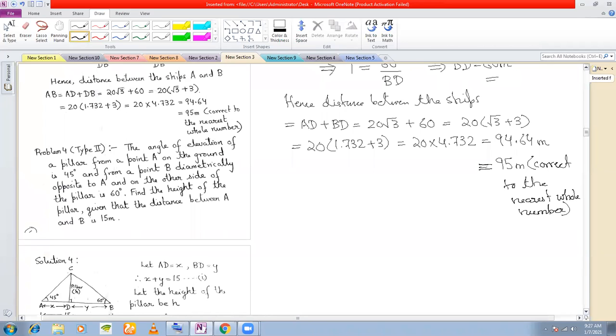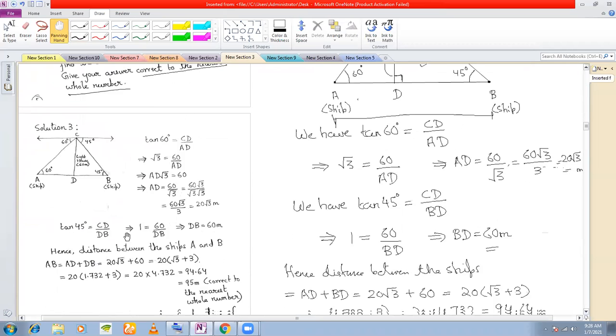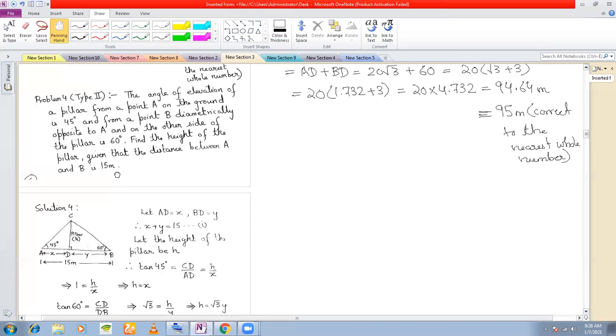Okay, that's it. This is for the third problem, or the first problem of type 2. Same problem, same figure. We'll discuss the next problem. The same figure will be there, except that in that case, this length AB will be given to you, and you will have to find out this height. So let us see how to do this. Let us proceed to the next problem. Problem 4.